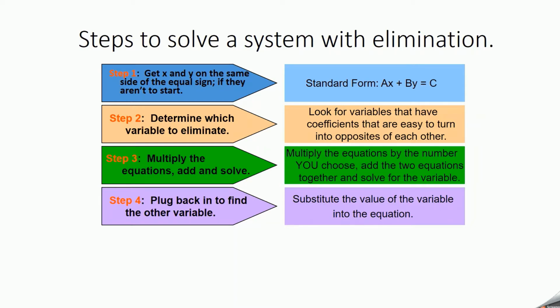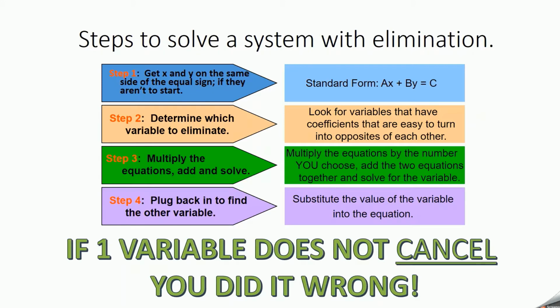If you solved for x, you'll need to solve for y. If you first solve for y, then you need to solve for x. Just a reminder, if one variable does not cancel, then you're doing this problem wrong. If at any point you don't have one variable canceling with another, you should reevaluate how you're doing this problem.